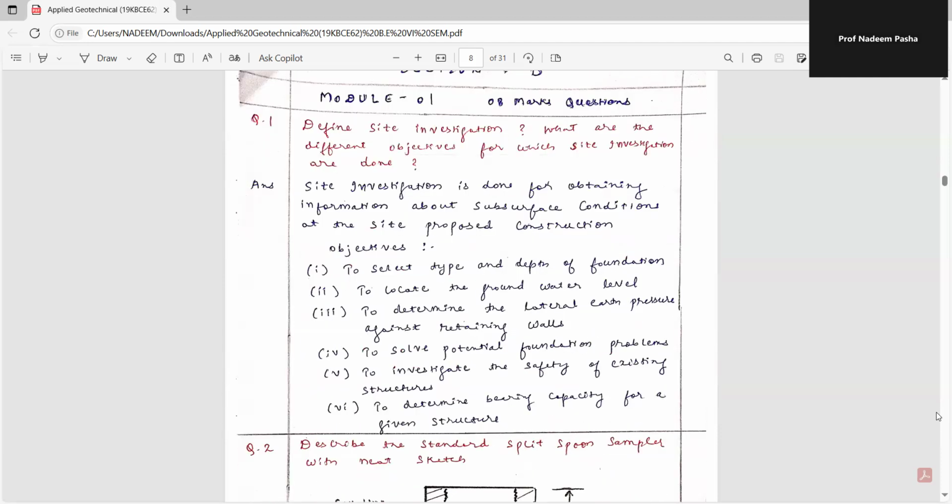Define site investigation. What are the different objectives for which site investigation is done? Site investigation is done for obtaining information about subsurface conditions at the site of proposed construction. The objectives are: to select type and depth of foundation, to locate the groundwater level, to determine the lateral earth pressure against retaining wall, to solve potential foundation problems, to investigate the safety of existing structures, and to determine bearing capacity for a given structure.